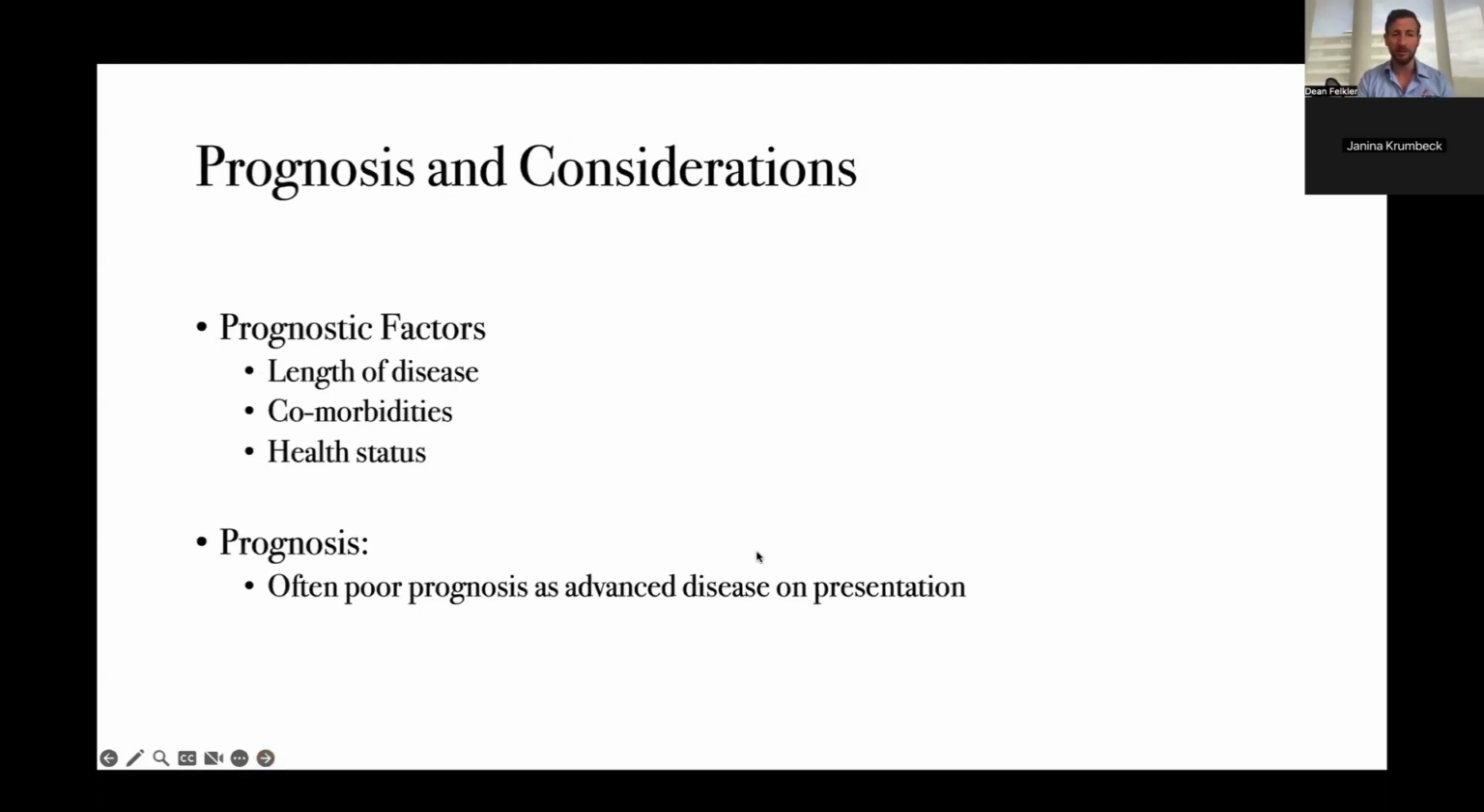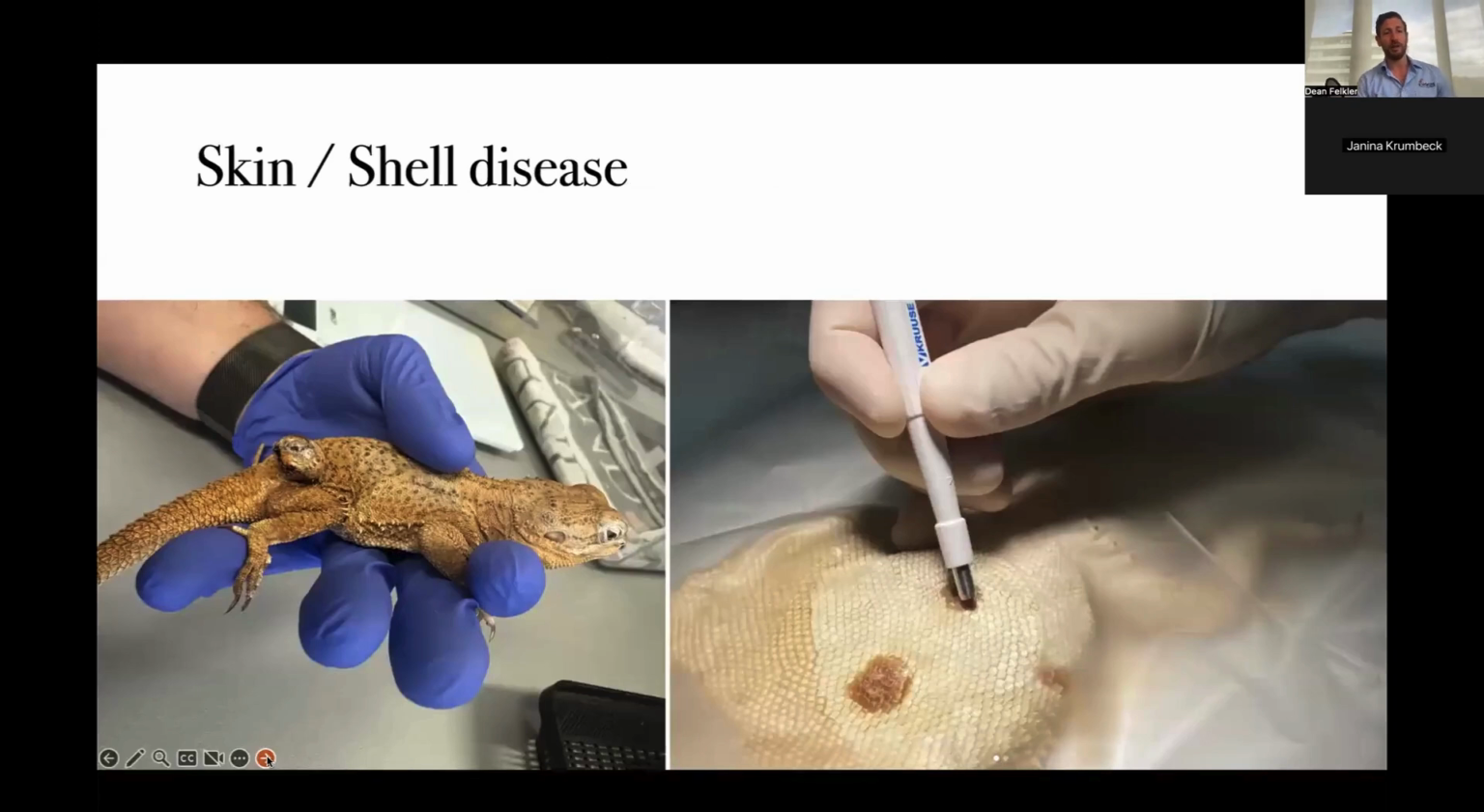And as always, length of disease, comorbidities, and health status are prognostic factors. However, lots of these have advanced disease by the time they get to you. So, for example, in the bearded dragon, we diagnosed it 6 months earlier. It only came back for treatment after 6 months when it was very, very sick. Luckily, that patient did very, very well. But there are some after 6 months of the disease where they don't do very well. So that can definitely be a large impact on the outcome.